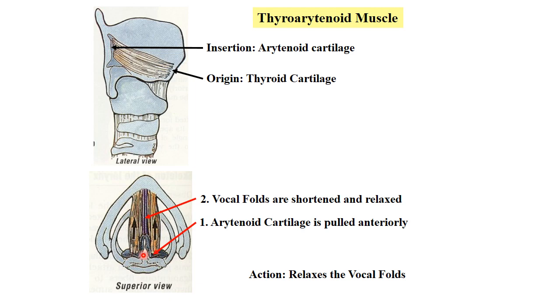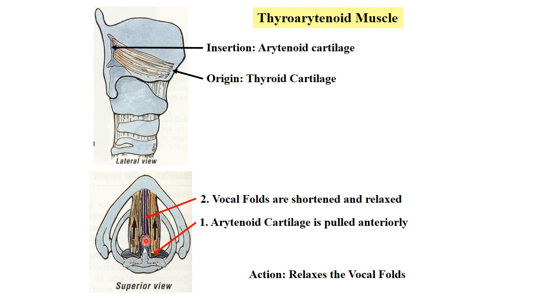So the two arytenoid cartilages are going to move from here to here. They're moving anteriorly. And what that does, by pulling the arytenoid cartilages forward, is the exact opposite of the cricothyroid muscle. These guys are going to relax the vocal cords.